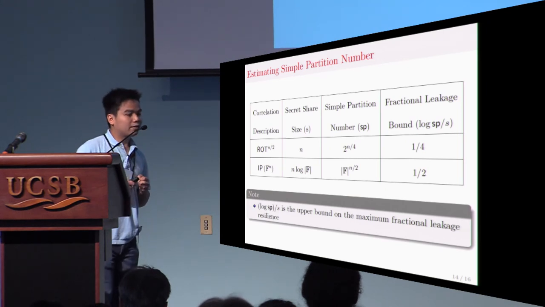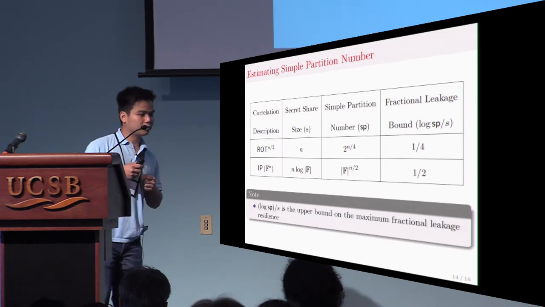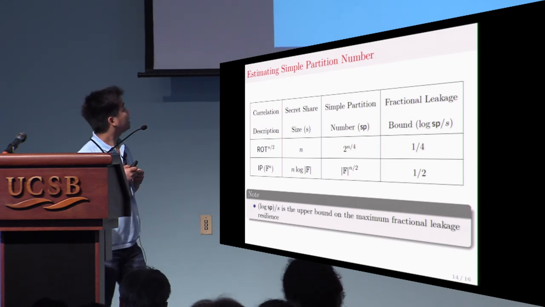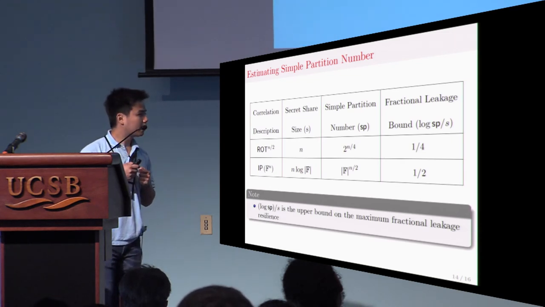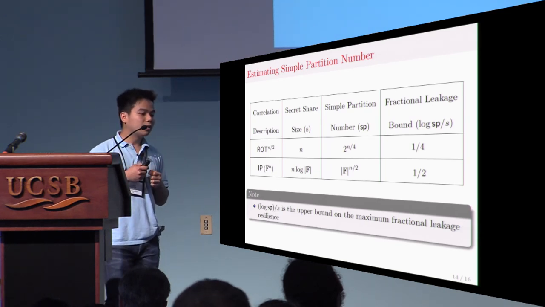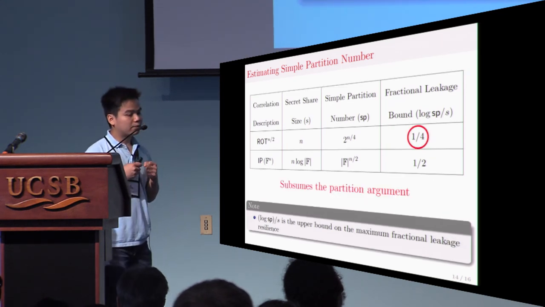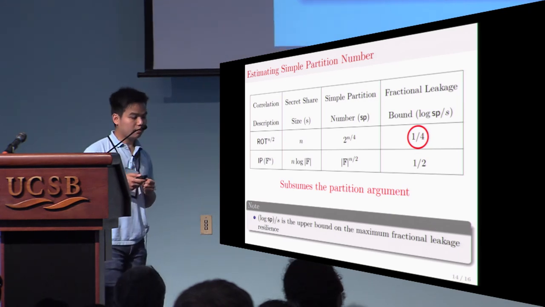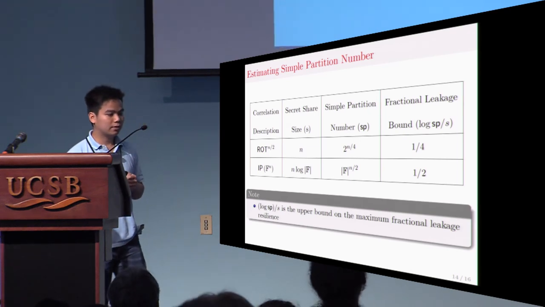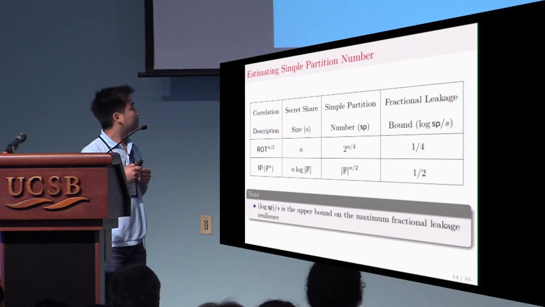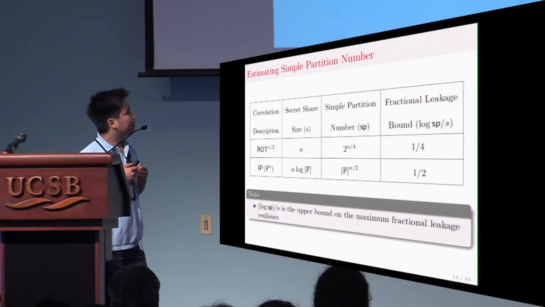Finally, let me give the estimation of the simple partition number for the two correlations we have seen earlier. For the correlation ROT with secret sets of size n, the simple partition number is 2 to the power of n by 4. It means that the maximum fractional leakage resilience is 1/4. And note that our technique subsumes the partition argument. For the inner product correlations with secret sets of size n, the simple partition number is |F| to the power n by 2. So it means the maximum fractional leakage resilience is at most 1/2.